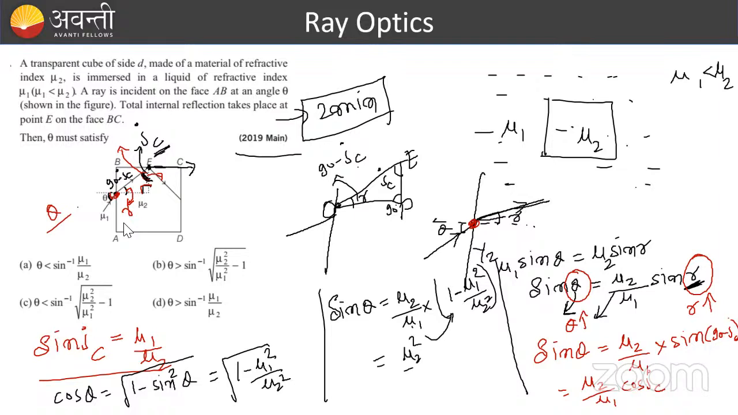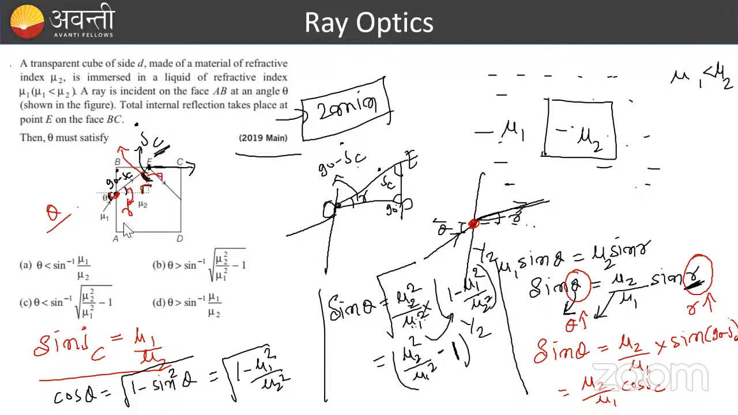So this will become μ2 square by μ1 square minus, you will multiply this with this. So what will it become? This is μ2 square by μ1 square, and if you put a root on this, what will you have to do? You will have to square it. Done. So that same thing I have done here. If we multiply this with this, what will we get? We will get (μ2 square by μ1 square minus 1) power 1 by 2.